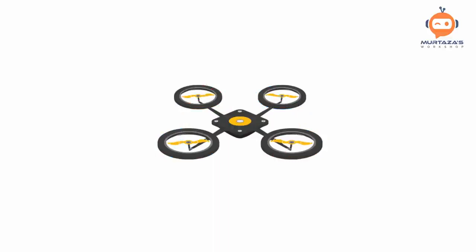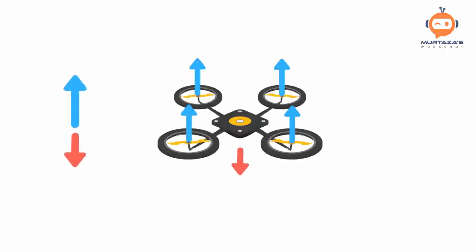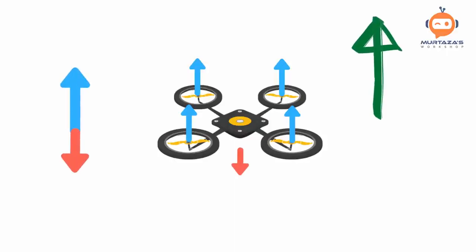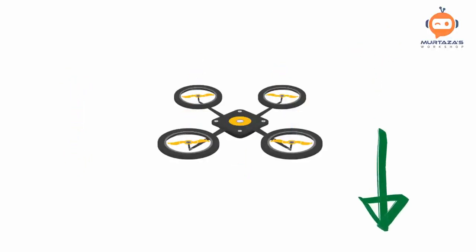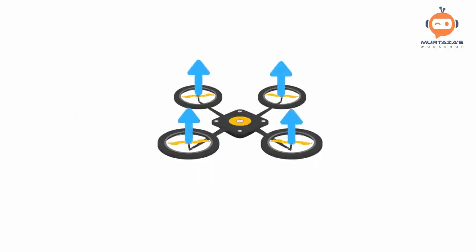Let's have a look at the translation movements first. First, we will run all the motors at the same speed that will generate the lift greater than the weight of the drone. This will cause the drone to move up. This is the first translational movement. If we want to go down, we will decrease the speed of all motors so that the lift is less than the weight of the drone. If we want to hover in the air, we will change the speed of the motors so that the lift is equal to the weight of the drone. This will allow the drone to hover above the ground.